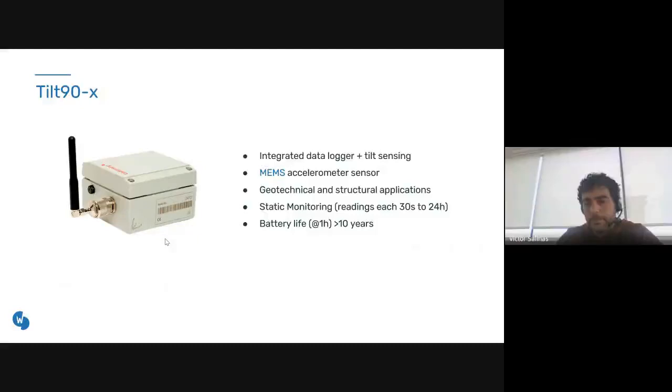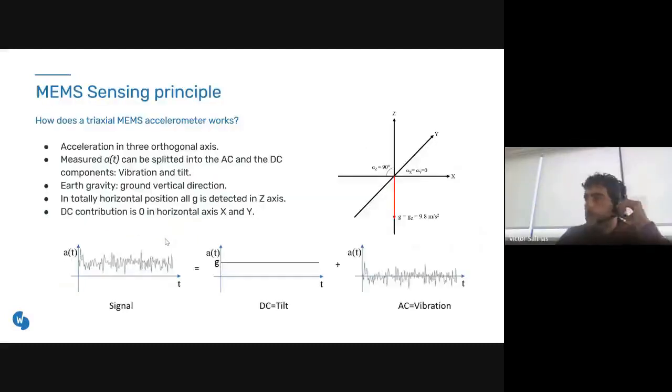So when we are talking about a MEMS accelerometer, how does it work? Basically, the triaxial MEMS accelerometer is capturing acceleration in the 3 orthogonal axes. And this acceleration can be split into 2 components. We have on the one hand the AC component, and the DC component, which is related to the tilt component.